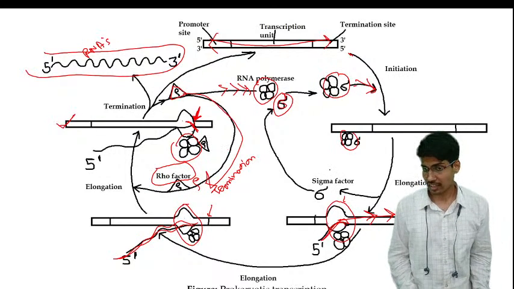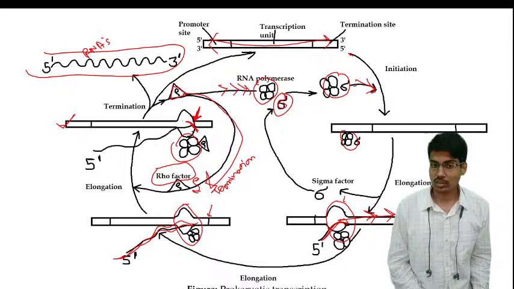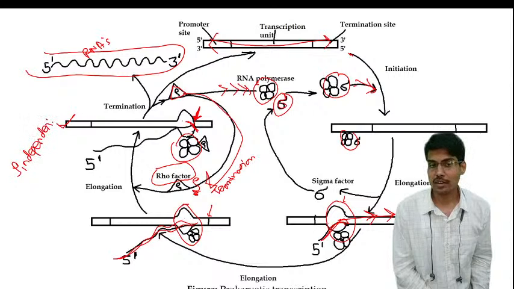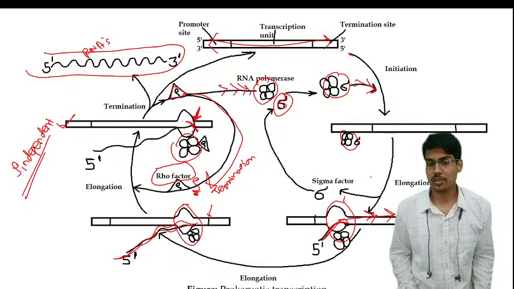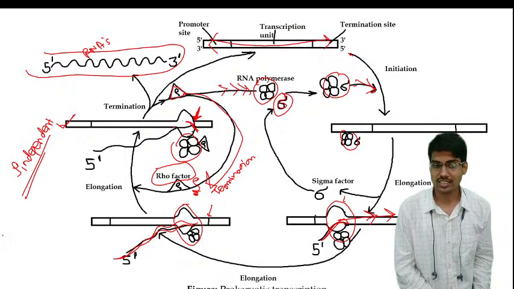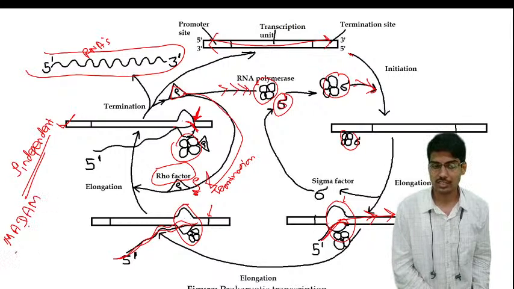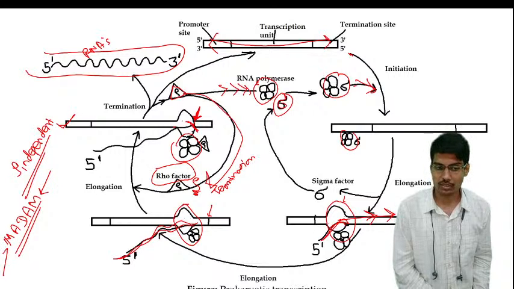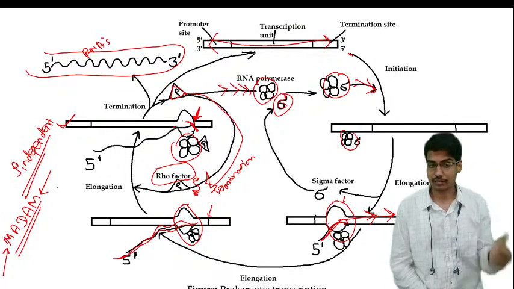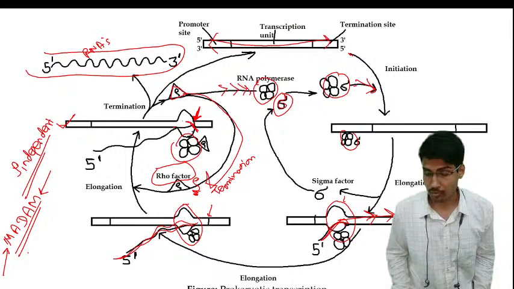Termination. There is another case, that is, termination can also occur without the help of this rho factor. That is called rho independent termination. And how is this rho independent termination occurring? It occurs with the help of palindromic sequences in the DNA strand. And what do these palindromic sequences mean? A palindrome means, suppose this is the name, madam. You can read this madam from this side, or from this other side. In both directions, this madam will sound or appear the same.